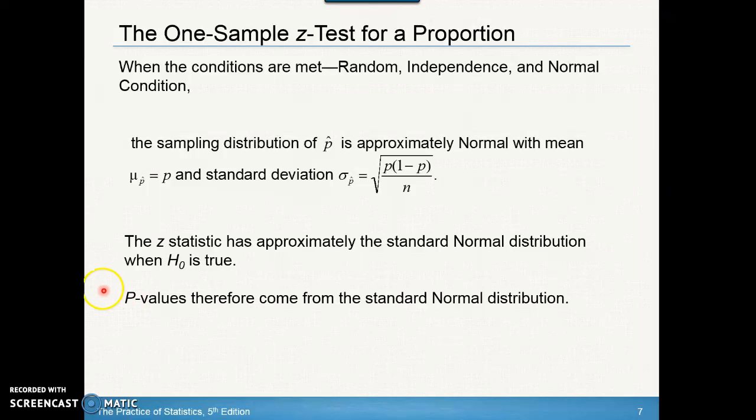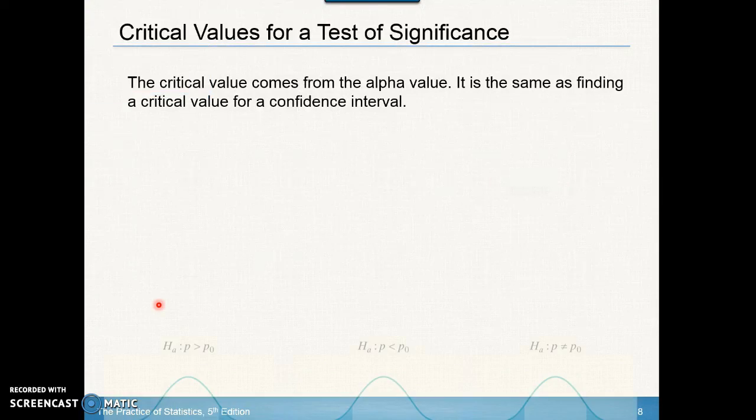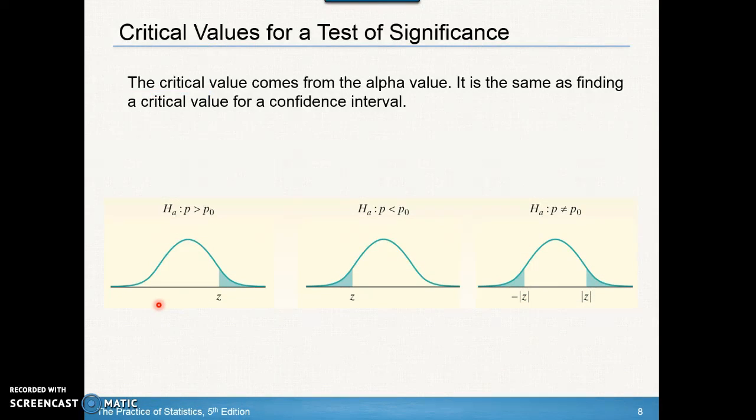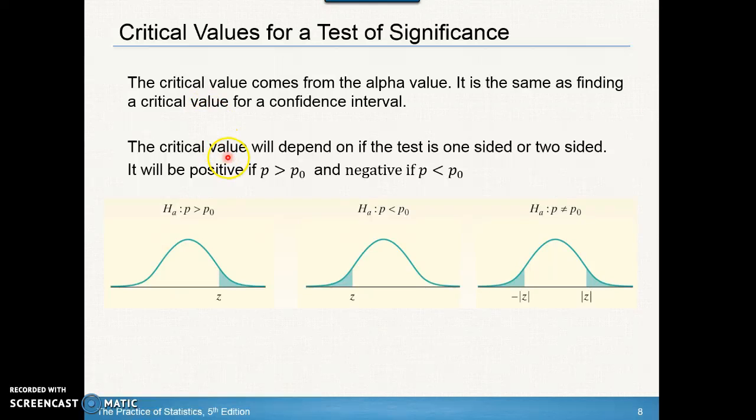The p-value is the probability, using your z-statistic, that a z-statistic could occur with that value, that extreme or more extreme. The p-value is just a probability that comes from the normal distribution. Now, what's the critical value? The critical value just comes from the alpha value. It's the same as finding the critical value for the confidence interval. The critical value is going to depend on if the test is one-sided or two-sided.